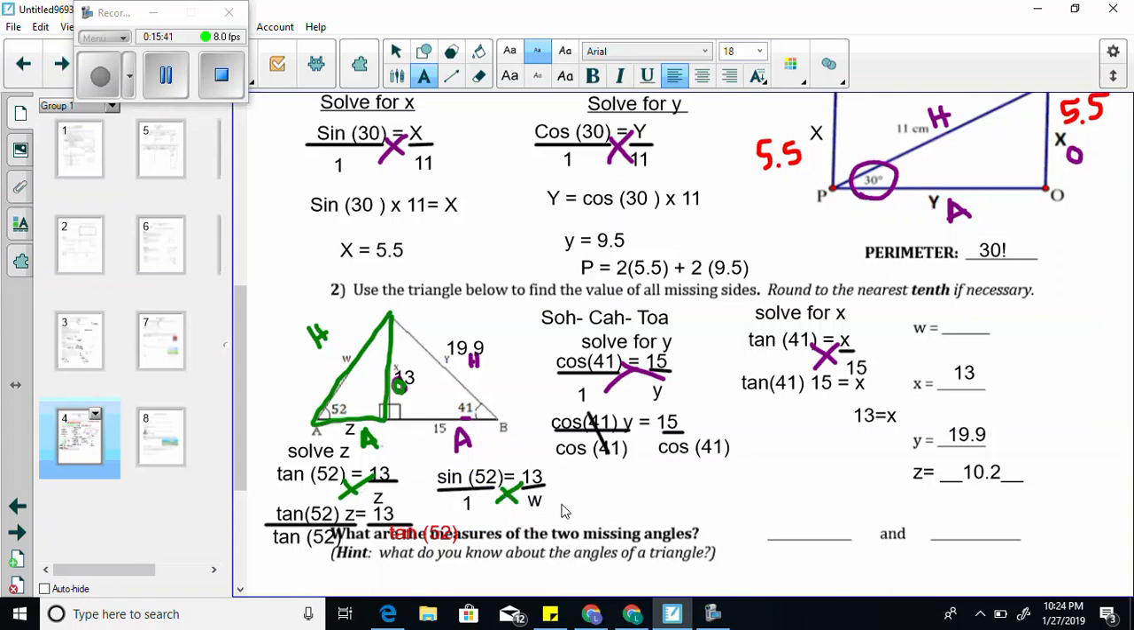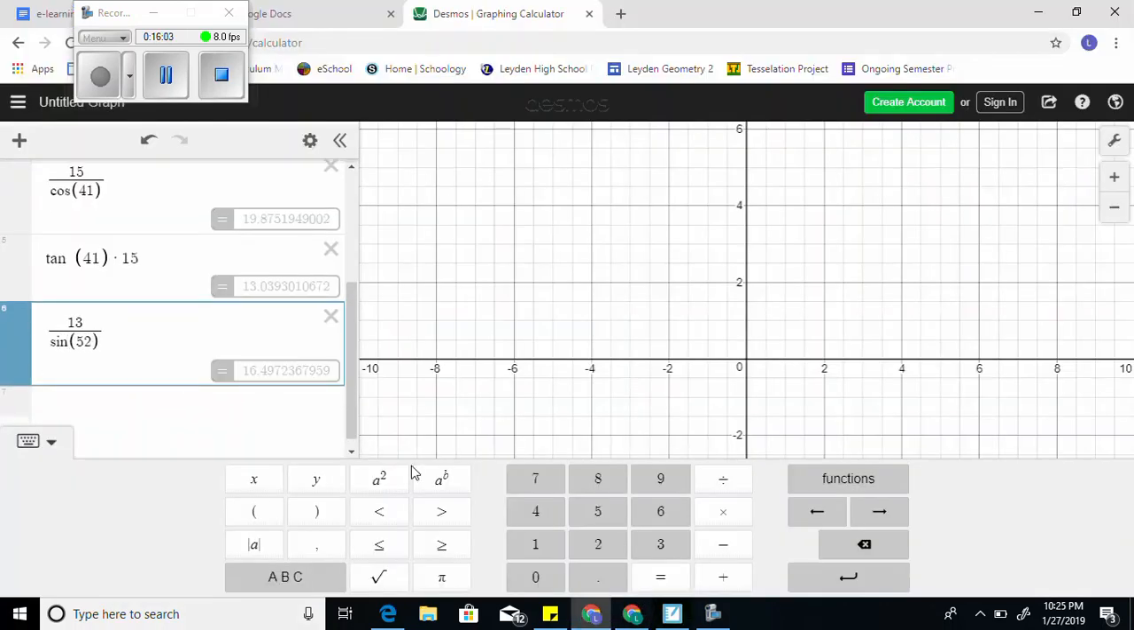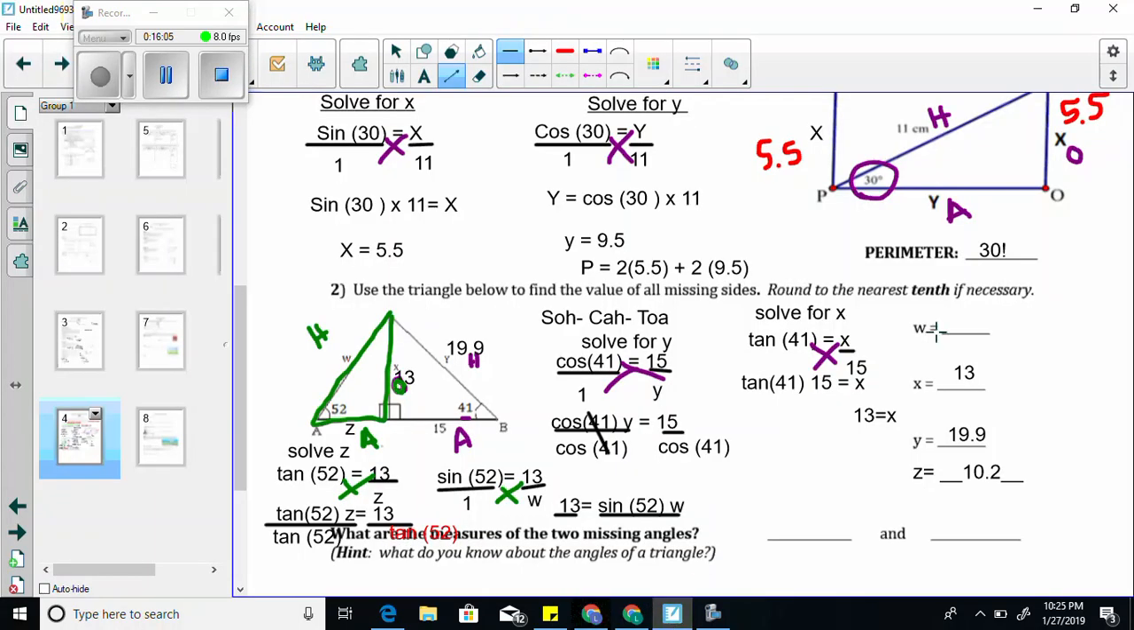So 13 equals sine of 52 times w, and you're going to divide just as we did before to get w by itself by sine of 52. In my calculator, I'm doing 13 divided by sine of 52 this time. I'm just going to go like that, and I get 16.5. Okay, 16.5. Bam, I found all the missing sides.